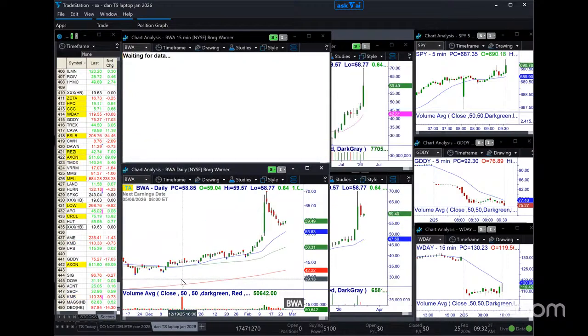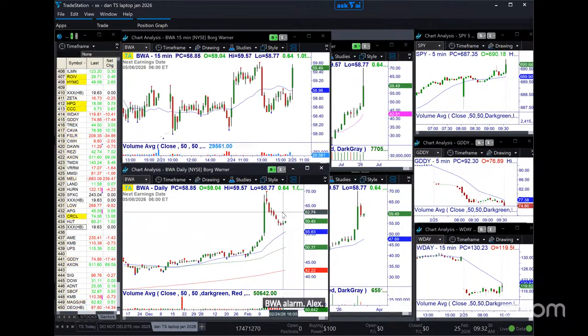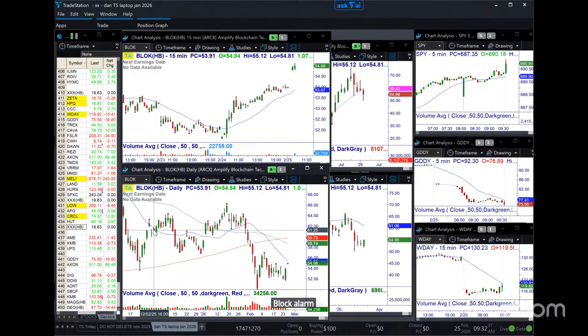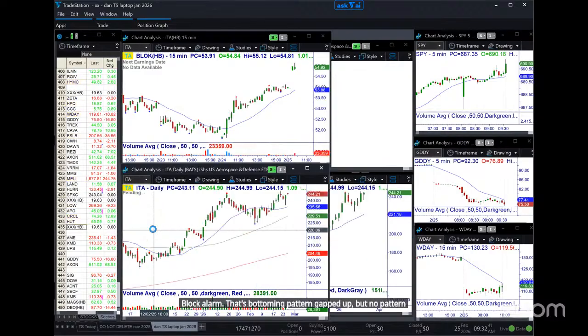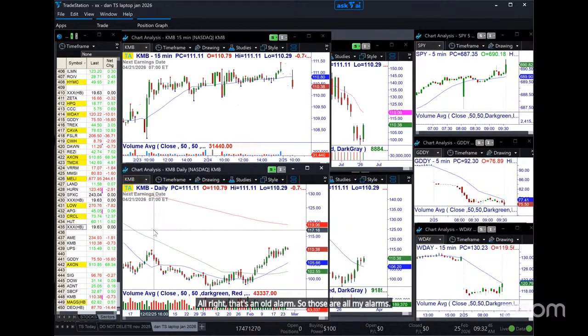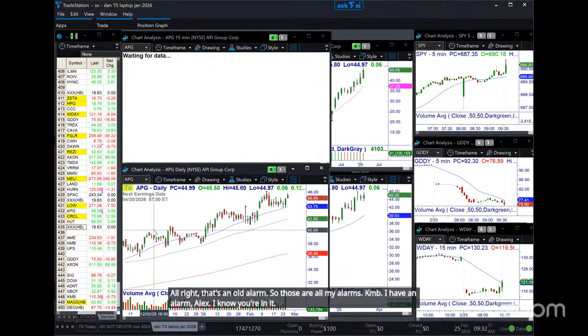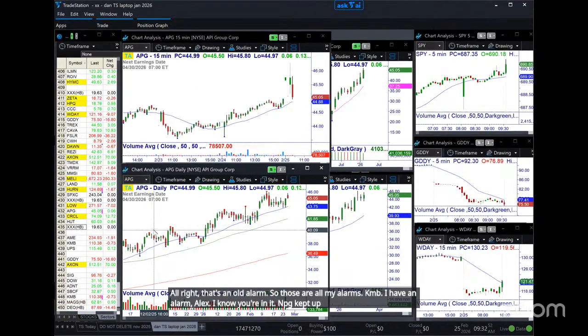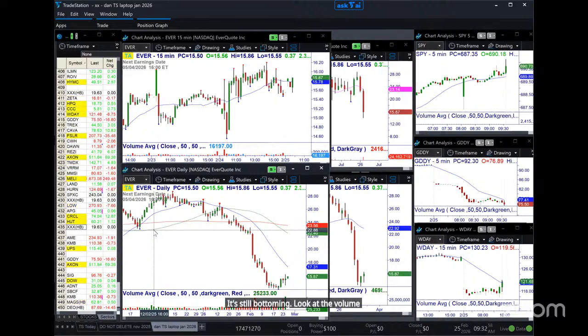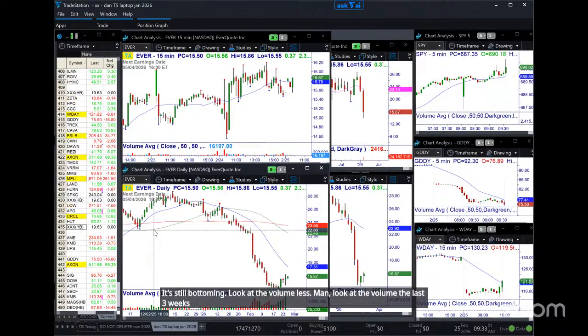BWA alarm. Alex, that was yours. And I said, I wish it had a bottoming tail. Block alarm. That's a bottoming pattern, gapped up, but no pattern. ITA. All right, that's an old alarm. So those are all my alarms. KMB. I have an alarm, Alex. I know you're in it. APG. Gapped up. Ever. Is still bottoming. Look at the volume the last 3 weeks on that thing.